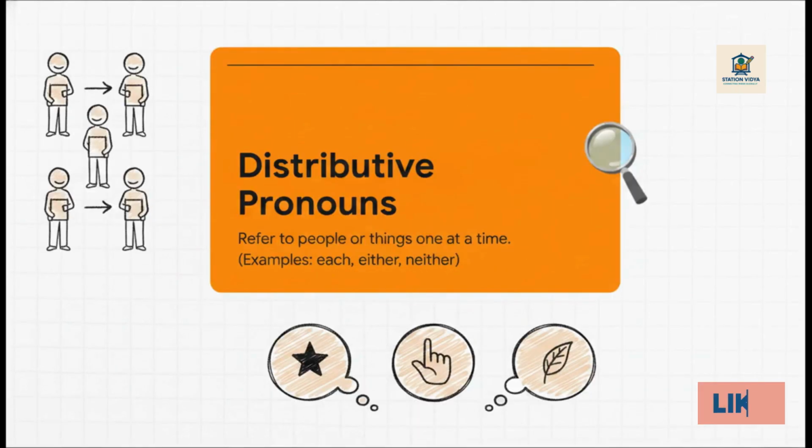For distributive pronouns, I want you to keep the phrase one at a time in your head. Words like each, either, and neither fall right into this category. If I were to say, each of the students received a notebook, it means we are focusing on them individually. It's as if I went around the room and handed a notebook to every single student, one by one.